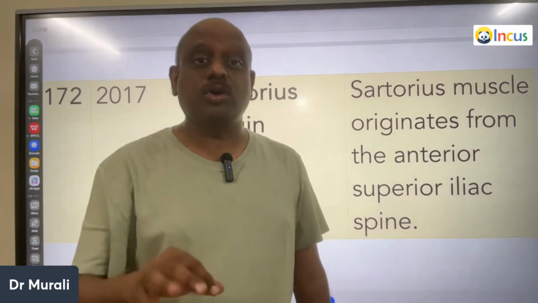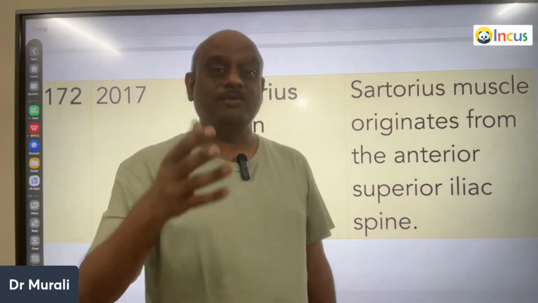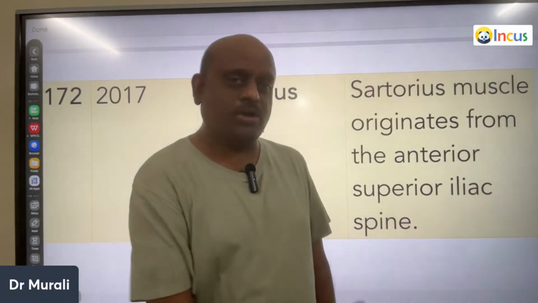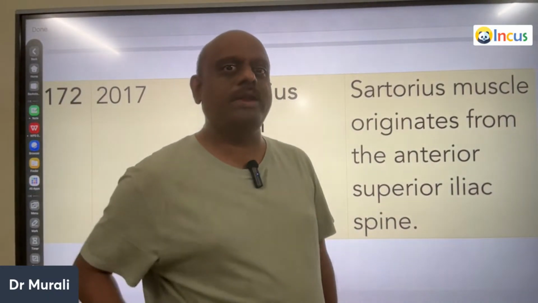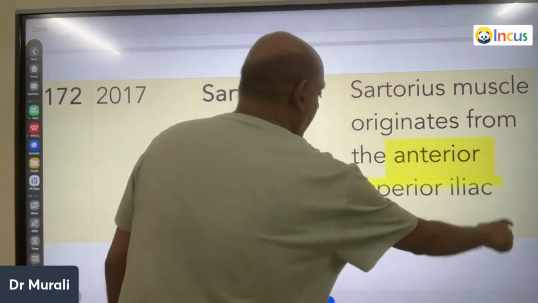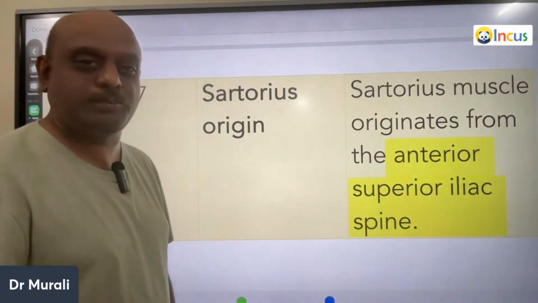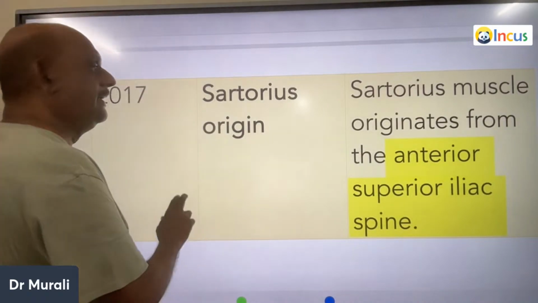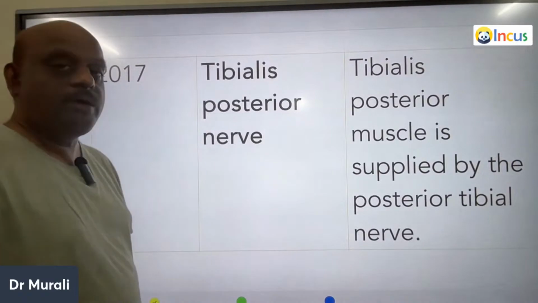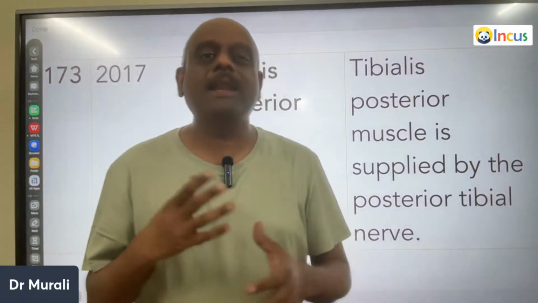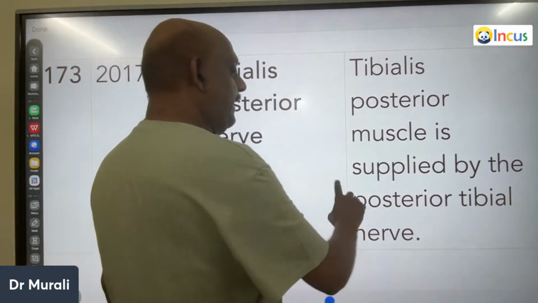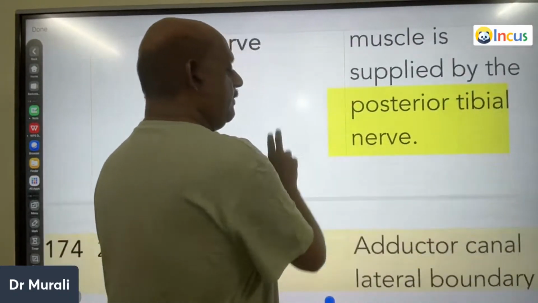Sartorius is also called the tailor muscle. Whenever you put your thigh on another thigh, cross-legged, it is the sartorius which is very important. Sartorius originates from the anterior superior iliac spine. The sartorius is a favorite question. What is the nerve that supplies tibialis posterior muscle? Tibialis posterior is supplied by the posterior tibial nerve.